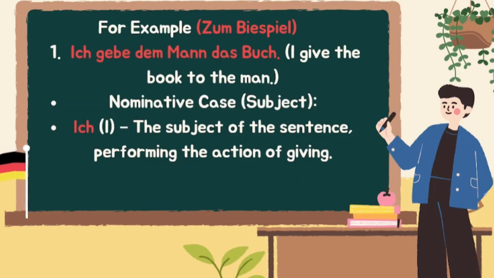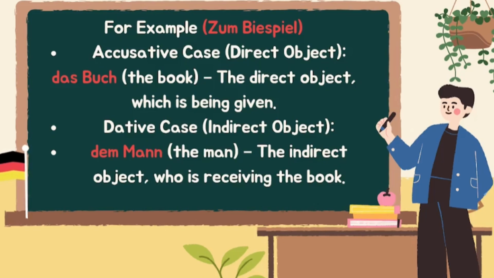So I want to make it clear by giving an example. For example, zum Beispiel, example number one: Ich gebe dem Mann das Buch. I give the book to the man. Here, in this example, ich, that means I, is the subject of the sentence, which is performing the action of giving. So it is a nominative case and it is a subject. Das Buch, the book, is the direct object of the sentence, which is being given by the subject. To whom? Dem Mann, to the man. The book is being given to the man. Here, dem Mann, the man, is the indirect object who is receiving the book. It is a dative case.